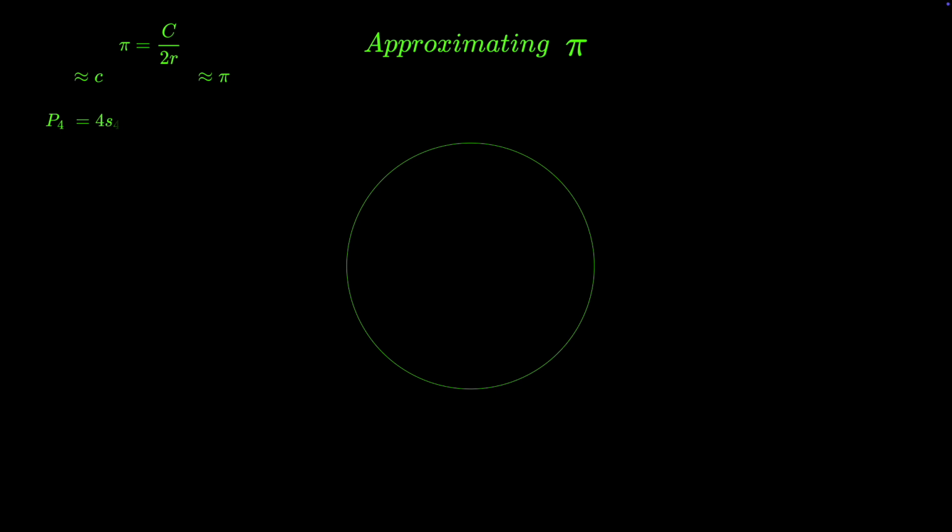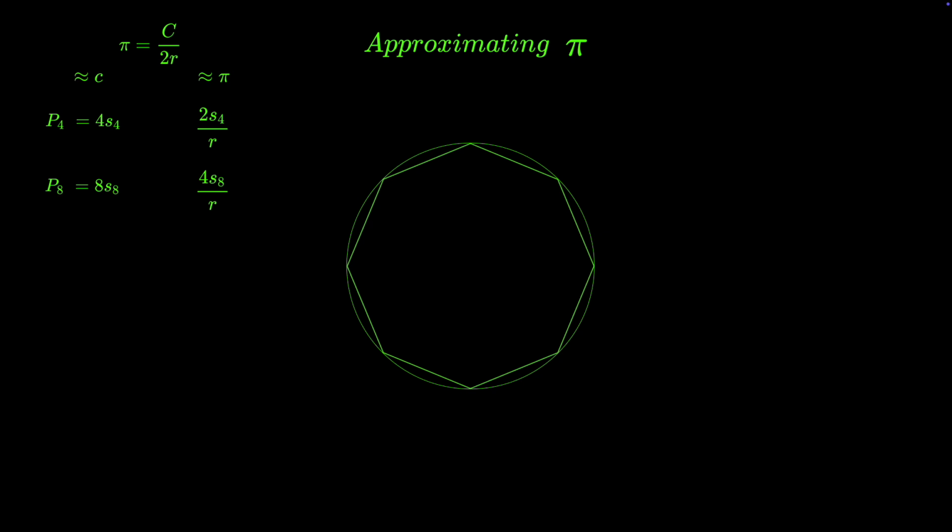For instance, we could approximate the circumference of a circle with the perimeter of an inscribed square. Divided by 2r would give us an approximation to pi. An even better approximation to the circumference of the circle would be the perimeter of an inscribed regular octagon. Again, that perimeter divided by 2r would give us an approximation to pi.